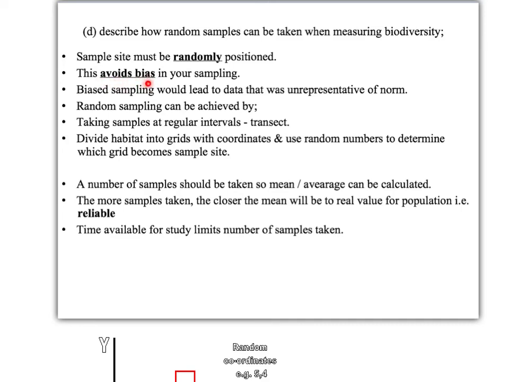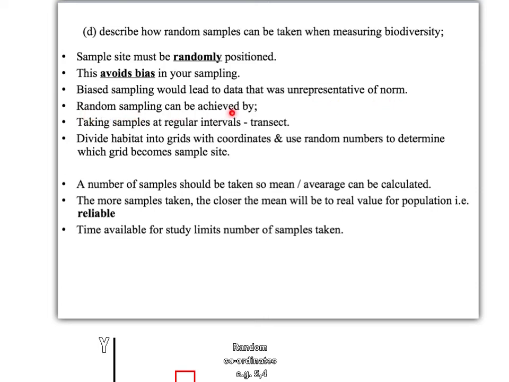So by randomly positioning your quadrat, you have a better chance of avoiding bias, and you would get a more realistic value which would be representative of the whole population. Biased sampling would lead to data that was unrepresentative of the norm.